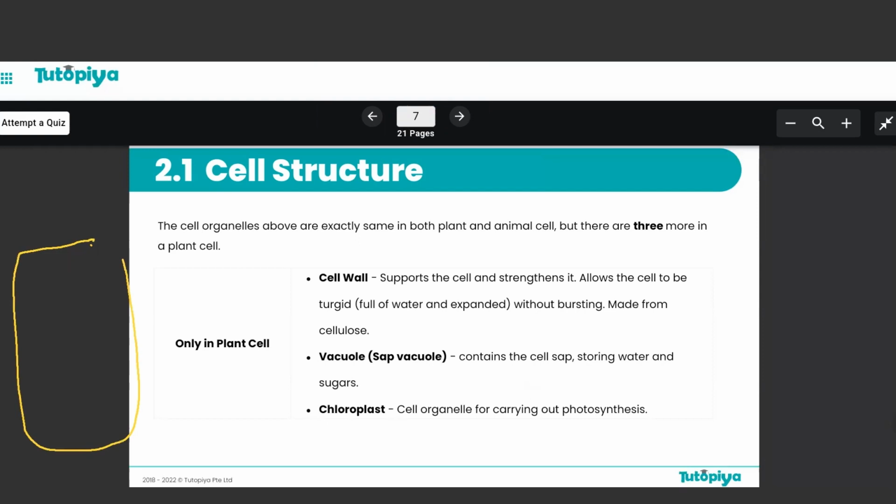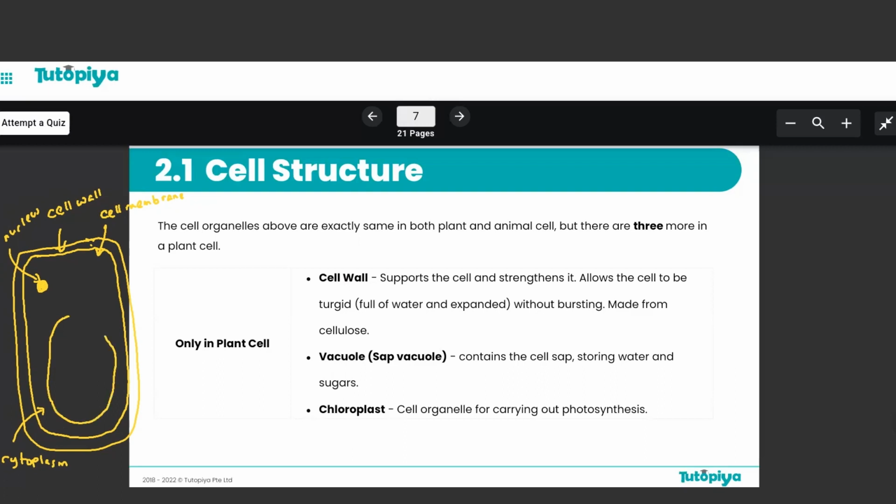Before we go into detail about these three structures, I'm going to make a quick drawing of a plant cell. So here's my plant cell. A plant cell has a thick wall called a cell wall, and underneath this cell wall is the cell membrane. Just like in the animal cell, the plant cell too has cytoplasm filling up the inside of the cell. It has a nucleus, just like in the animal cell. And in addition to the structures present in the animal cell, the plant cell has this pretty huge structure called the vacuole.